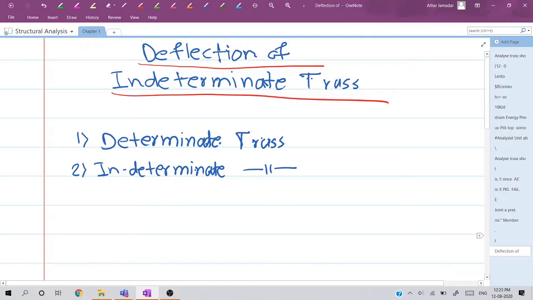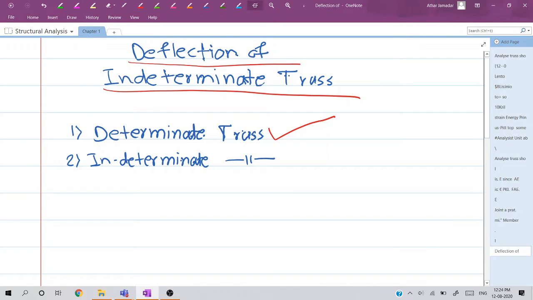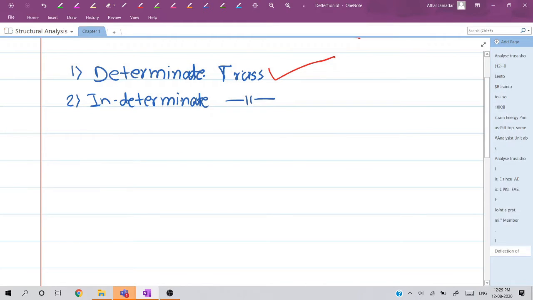Whatever problems we have seen up till now are nothing but problems on the determinate truss. Now we first have to make clear the meaning of an indeterminate truss, and after that we will see the analysis of indeterminate trusses. In mechanics, you might have studied the definition of a perfect truss, an imperfect truss, or a redundant truss.